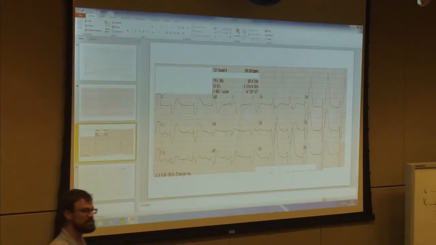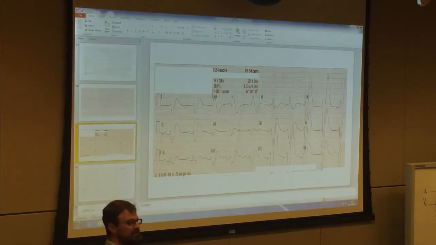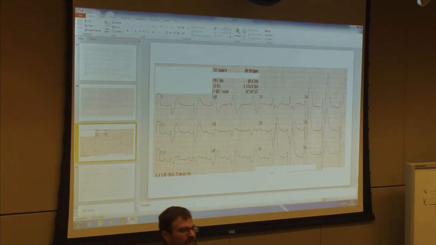Cocaine is a potent sodium channel blocker. So this is a cocaine overdose. You would think it would make you go very fast, but when you have enough cocaine on board that it's saying go fast, but nothing can actually work, then you get rhythms like this, okay?